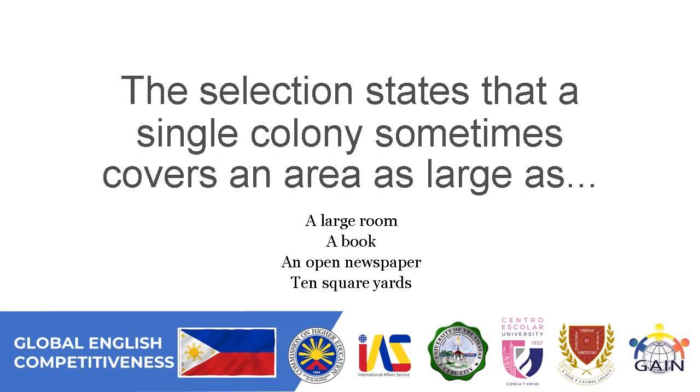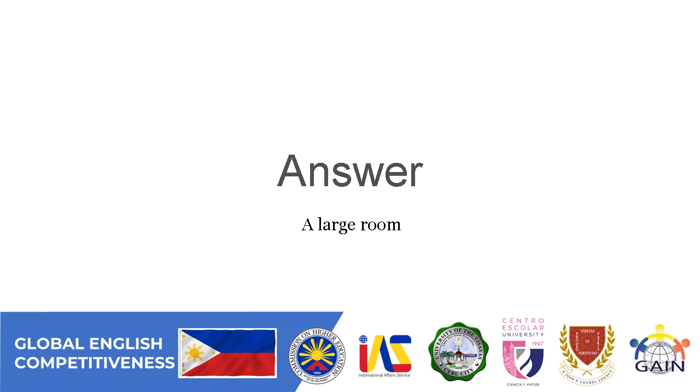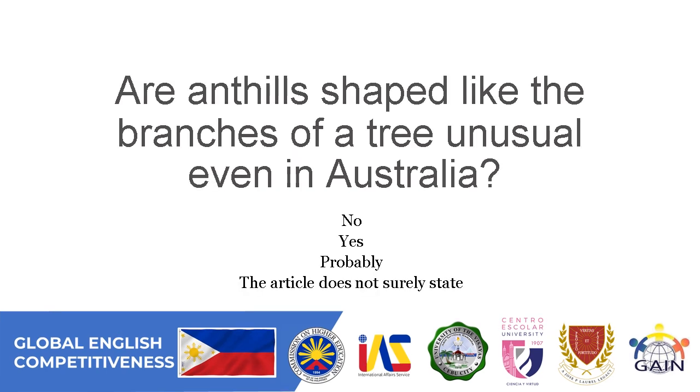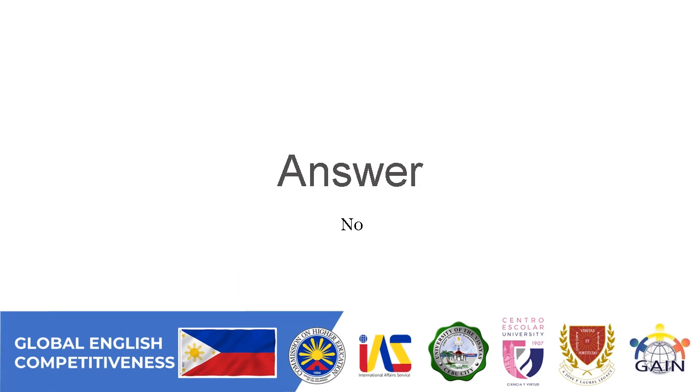Next item. The selection states that a single colony sometimes covers an area as large as a large room, a book, an open newspaper, 10 square yards. What is your answer? Very good, a large room. Next, and the last item. Are anthills shaped like the branches of a tree unusual even in Australia? No. Yes. Probably. The article does not surely state. What is your answer? No. Very good. Now, you're done with the reading comprehension test.